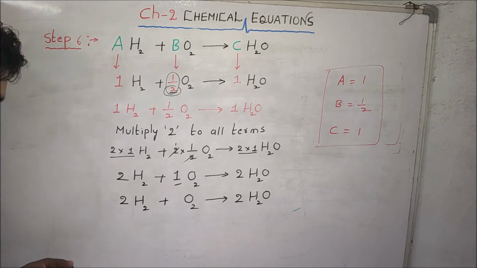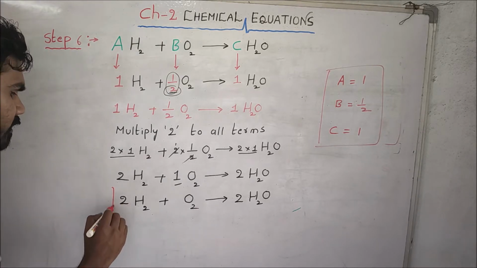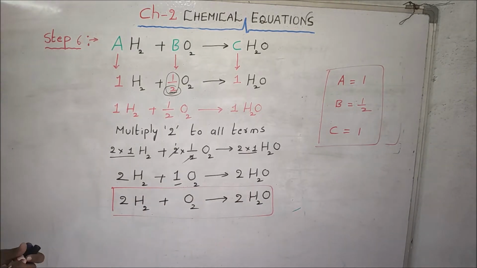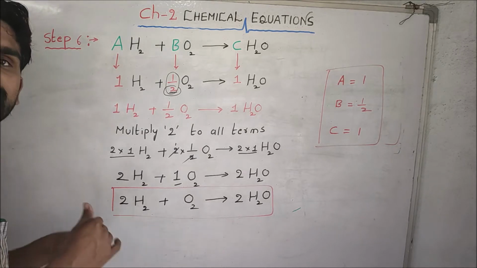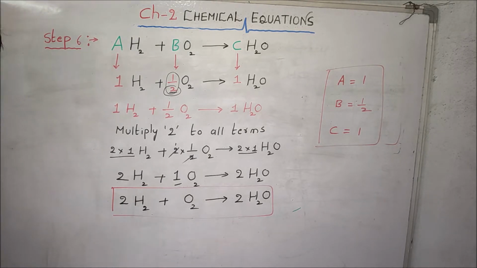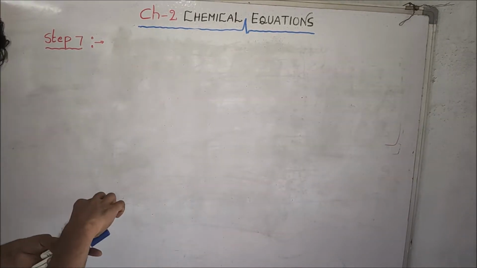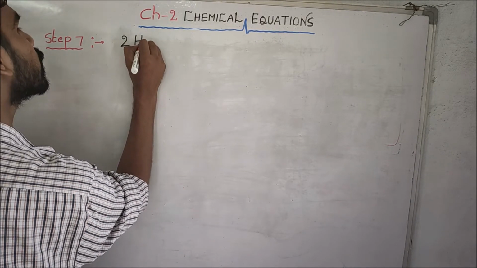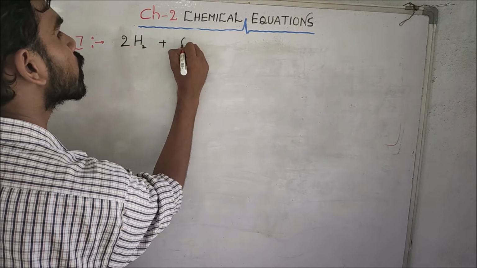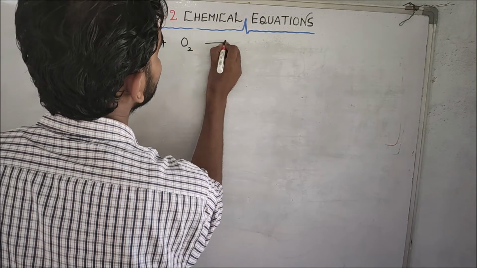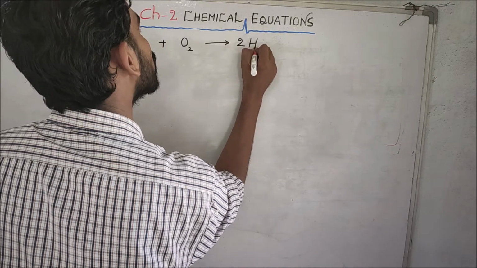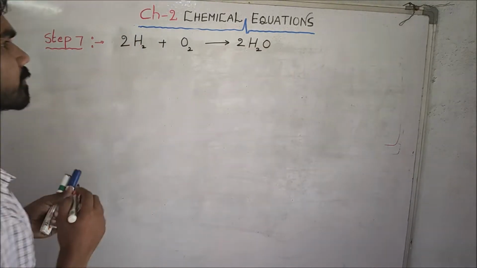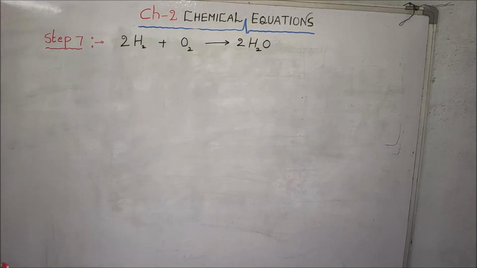Last step, step 7, we will write. This is our answer. Step 7 is again a table. We'll write the table again. Last step. Now what equation did we get? 2H2 plus O2 gives rise to 2H2O. Now we'll write the table one more time.